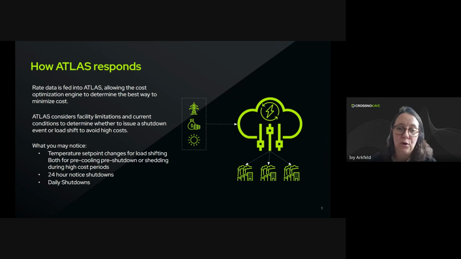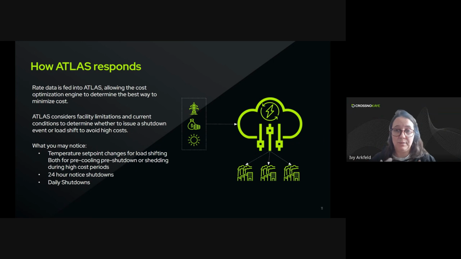All right, so how does it actually work with Atlas? We have the rate data being fed into the Atlas program. Like this diagram is showing, we get information from third parties. So we're feeding in the actual rate information from the utilities into our cloud system, where it uses that, within our cost optimization engine, to determine the best way to minimize cost. That's usually our goal, is to minimize cost. And it does that by taking in the rate information, the weather information, the grid information, and in addition, information from your facility.